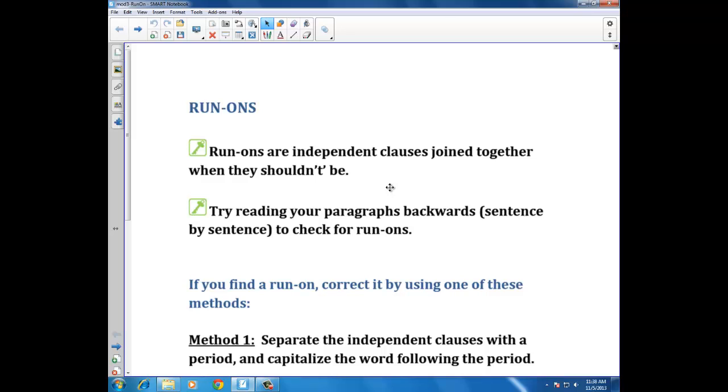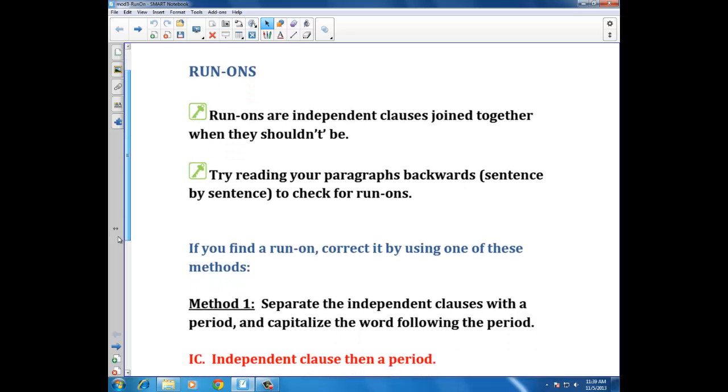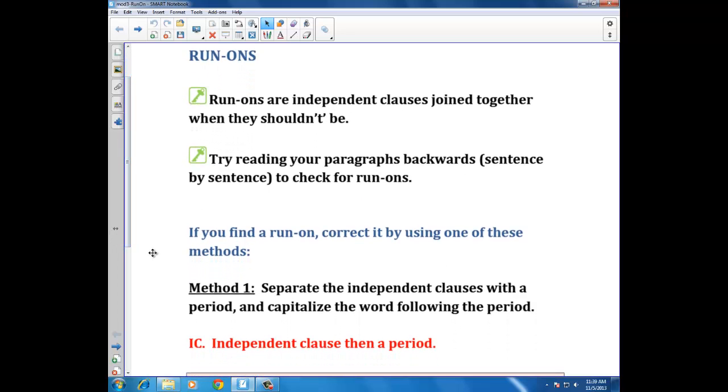Now, if you find a run-on, you can correct it by using one of the following methods. The first method is the most common. All you do is separate the independent clauses with a period and then capitalize the word following the period. I think it helps to draw an arrow, or a line rather, between the independent clauses so you can see where they come together, and then check to be sure you have an independent clause on either side. If you do, one of the methods is to simply put a period between them.